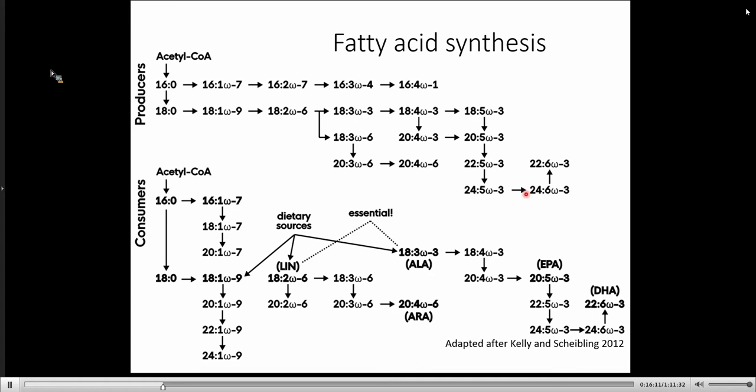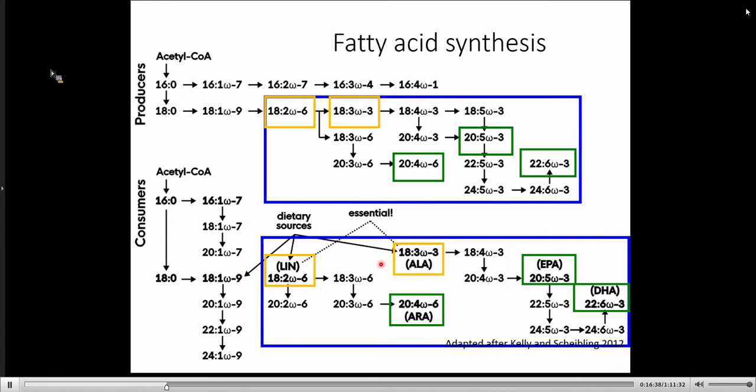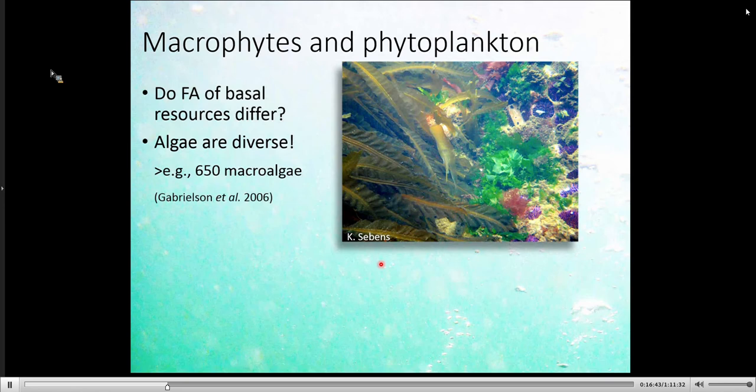Once we have the precursor fatty acids, like LIN and ALA, consumers can elongate those and modify those. So consumers can still alter the fatty acids that they get in their diet. It's just that they cannot synthesize these key baseline essential fatty acids. Okay, so I'm spending a lot of time on this because it's fun to talk about the big picture. I will spend time talking about the actual research. Don't worry. I hope you guys are still with me.